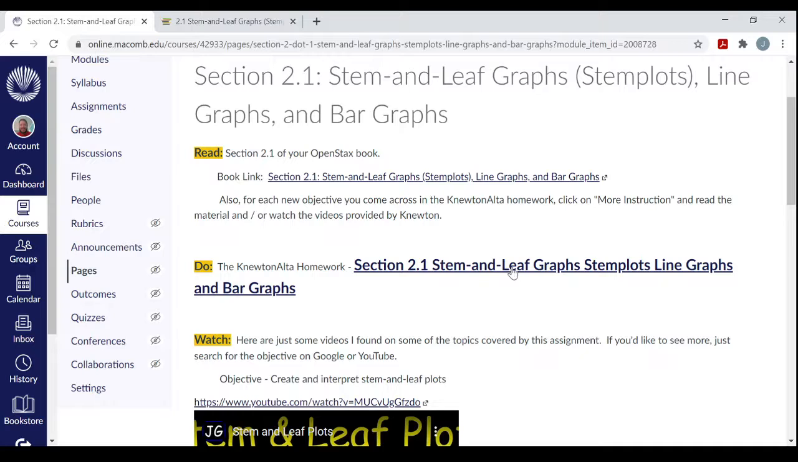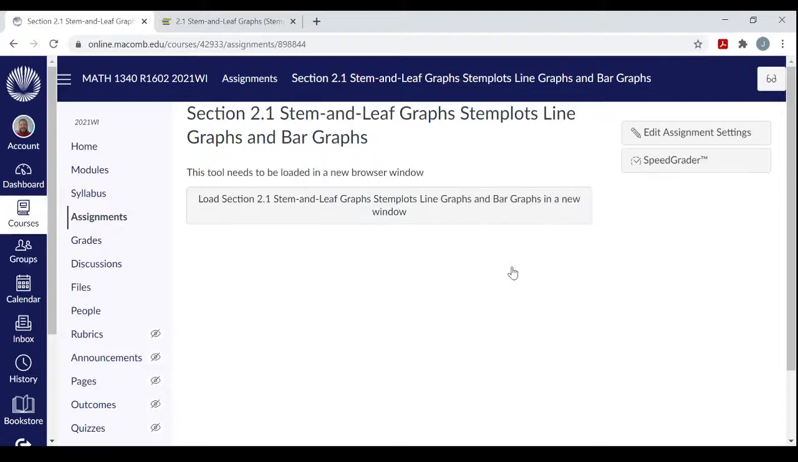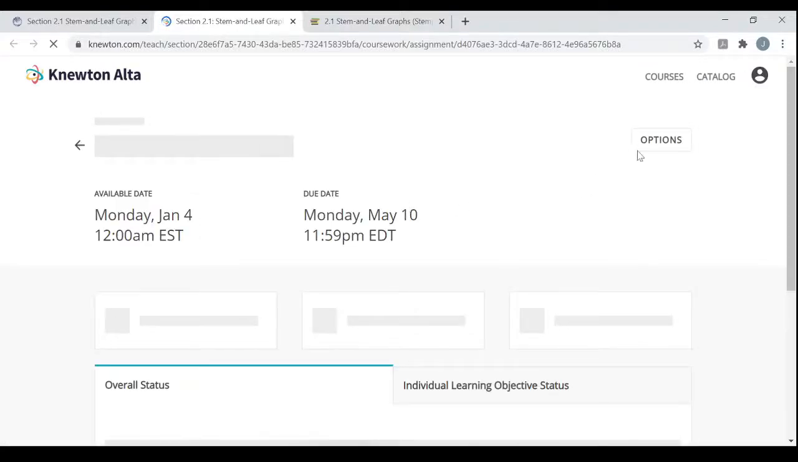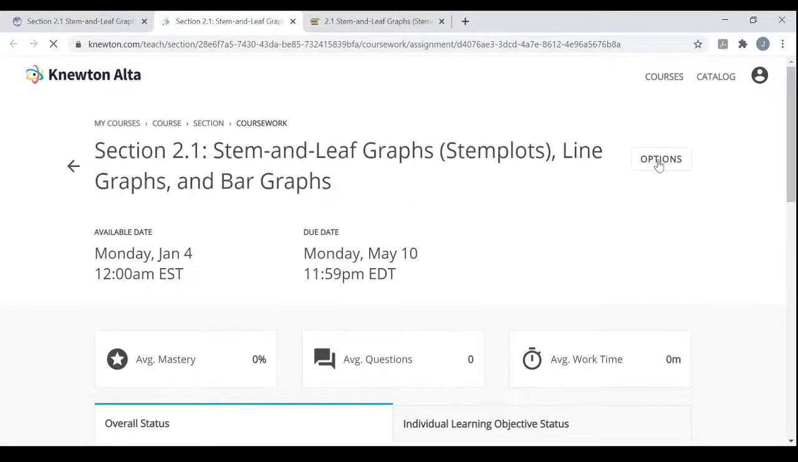Alright, so I'm just going to go straight to the KnewtonAlta homework. Click on this and it'll have me open it in a new tab, or a new window. Again, I'm in teacher mode here, so what I see is not going to be what you see. I'll show you what it looks like as a student. So, preview as student.